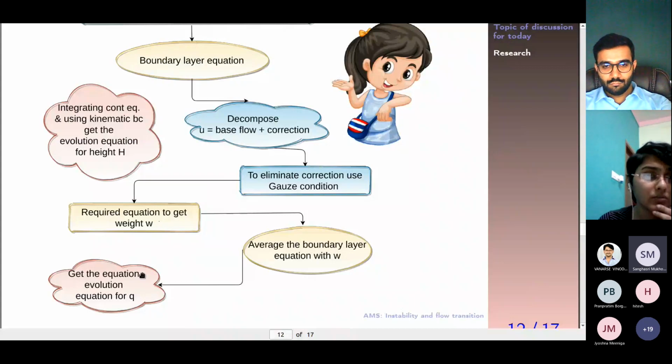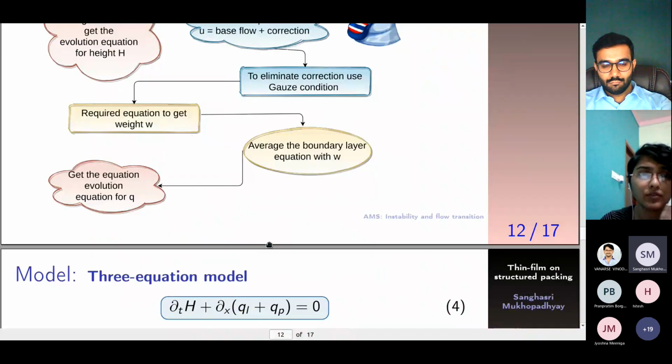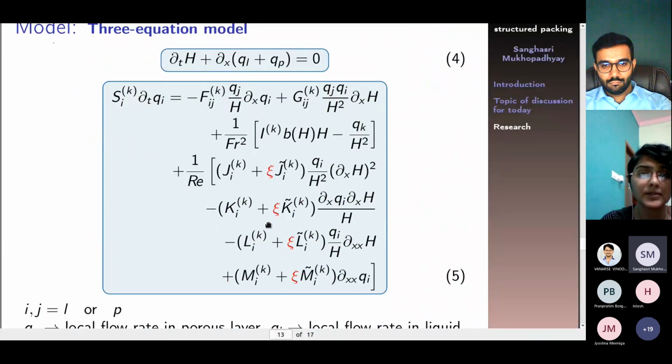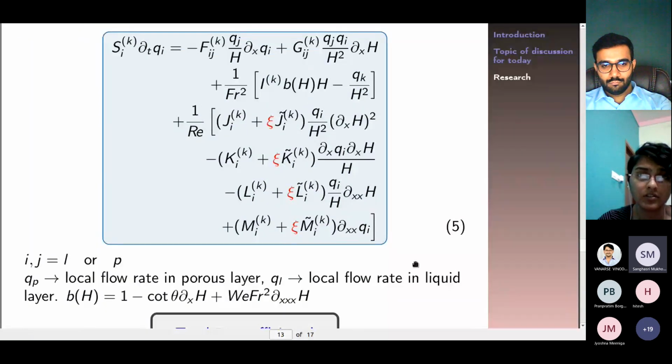And we get a two-equation model based on the evolution equation of the local flow rate Q, and the thickness of the continuum, which is capital H. So this model looks something like this, which is a little bit complicated, because we have QL, which is the flow rate in the liquid region, and QP, which is the flow rate in the porous medium. And this is exactly the structure of the model. I will not go into a very detailed discussion of this. If someone is interested, we can discuss later about it.